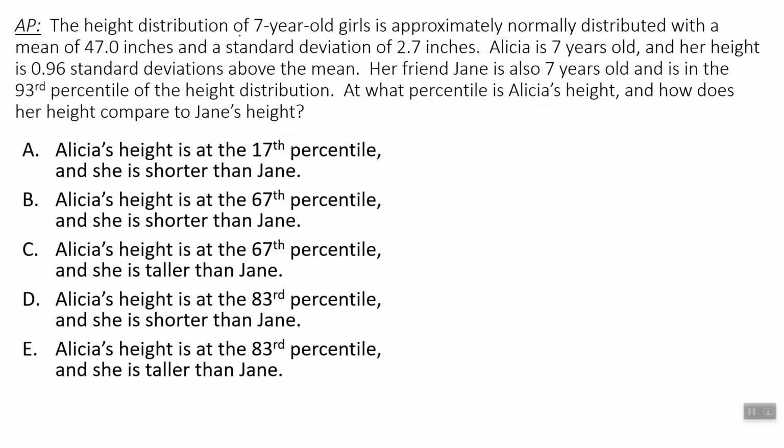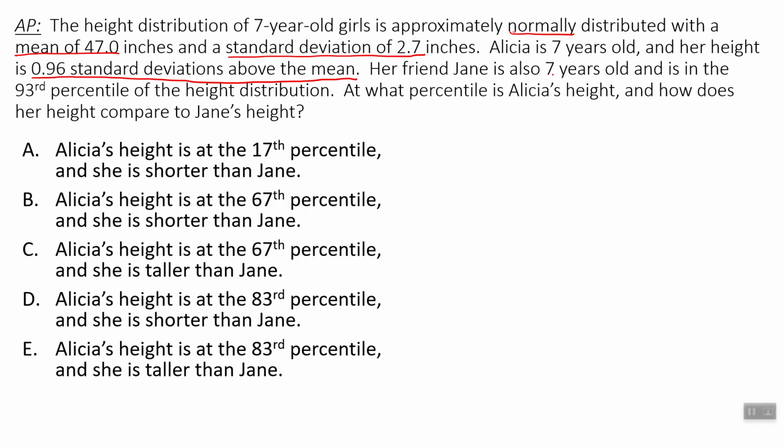This was on an AP exam a couple of years ago, if I remember. The height distribution of 7-year-old girls is approximately normally distributed, with a mean of 47 inches and a standard deviation of 2.7. I like underlining while I'm reading the questions because I know those things are going to be used later. Alicia is 7 years old, so she fits the demographic, and her height is 0.96 standard deviations above the mean. We can use normal to find that sort of stuff.